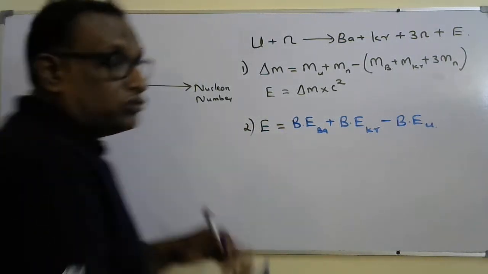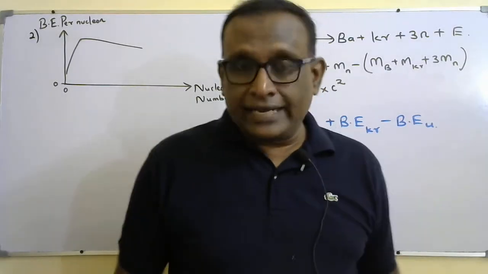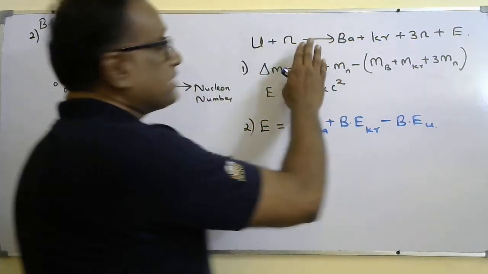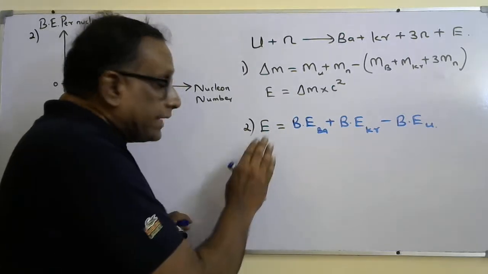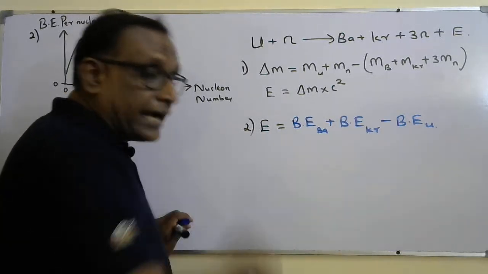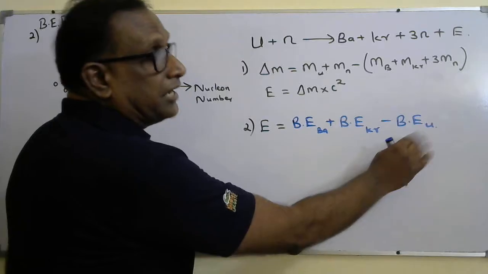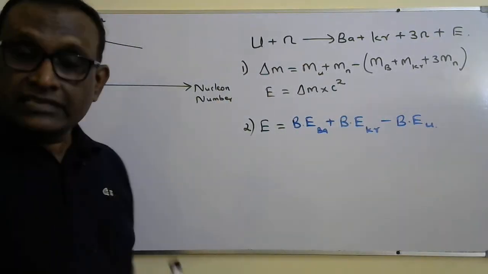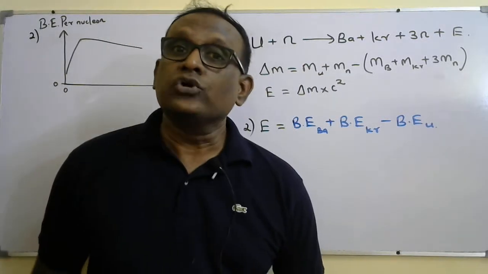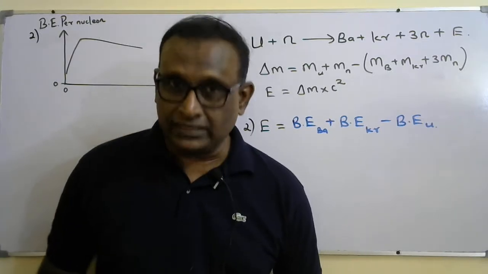In the same way, for a fusion reaction also, we can find the energy release either by using the mass deficit method or binding energy of the product minus binding energy of the initial nucleus. That way we can find the net energy released in nuclear fusion also. Right. Now look at here.